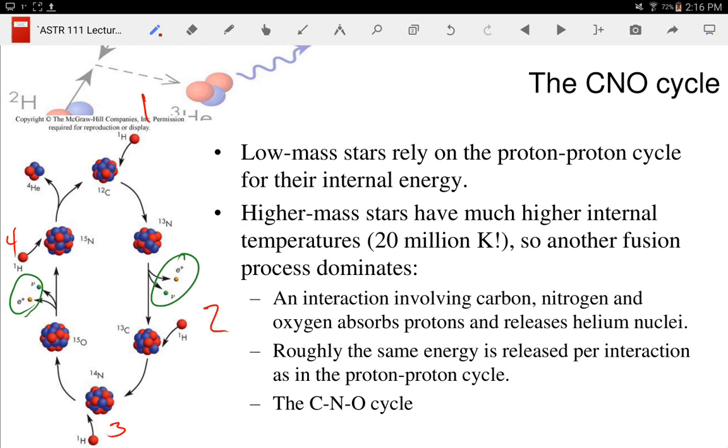So why doesn't our sun do this? It's not massive enough to create that 20 million kelvins in the core that's necessary. So we're stuck with a lower efficiency.